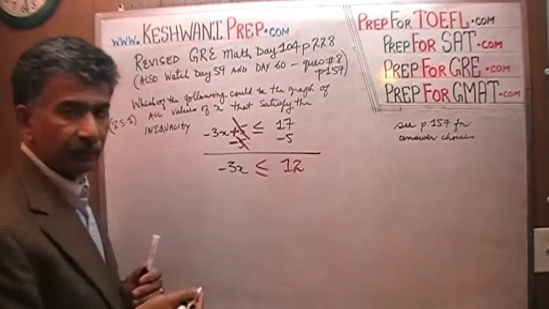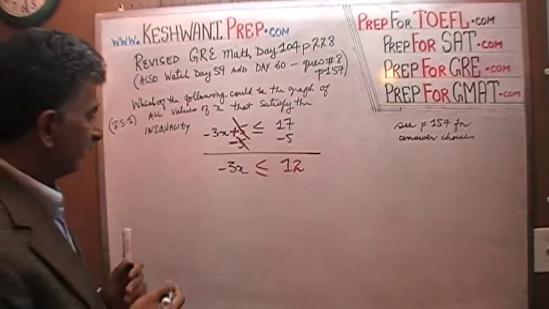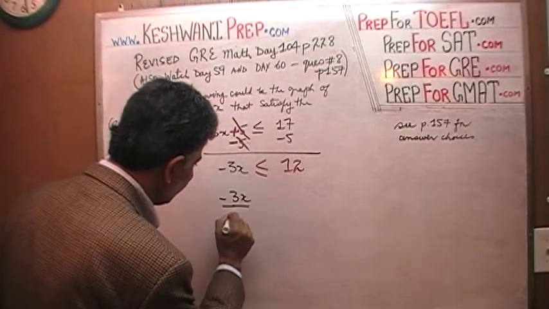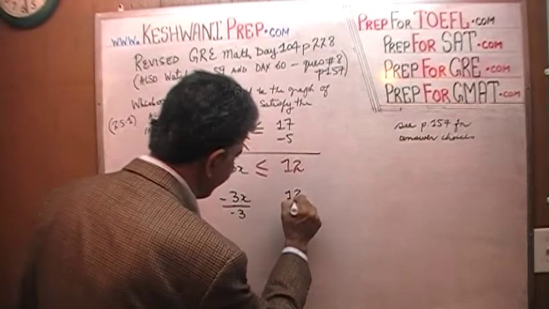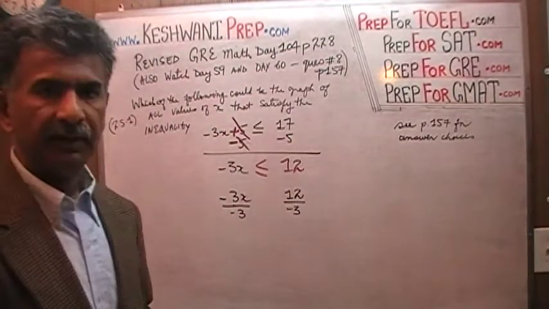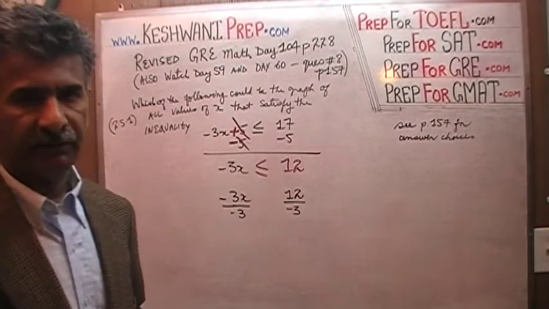Now we have to somehow get rid of this negative 3 from that side. We need to divide both sides by negative 3. And this is where things get prickly. This is the exception that I was talking about.